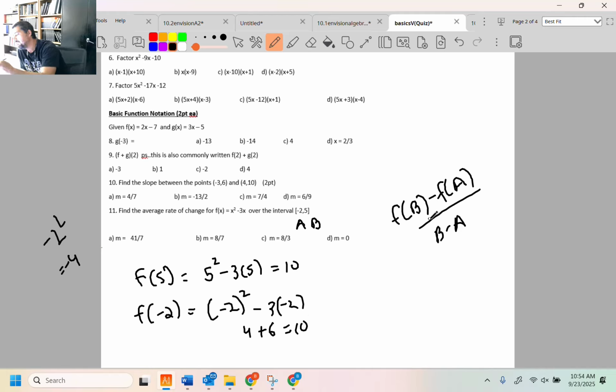So it turns out f of b and f of a are both 10. So we have 10 minus 10 up top, which is 0, which by default makes it choice D. The bottom is 5 minus a -2, which is 7. And 0 over 7 is still 0.